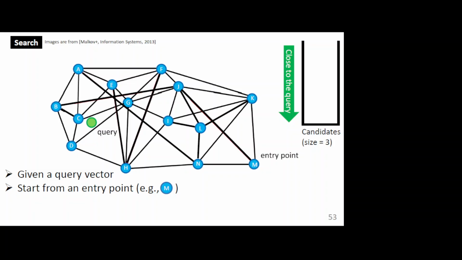Alright, given the query point here, the red point and the green point, we start to traverse the graph from the entry point here, called N. We start from here. First we put N in our candidate bucket and compute the distance between N and your query. The distance is 23. We also keep the distance to the query for this node.